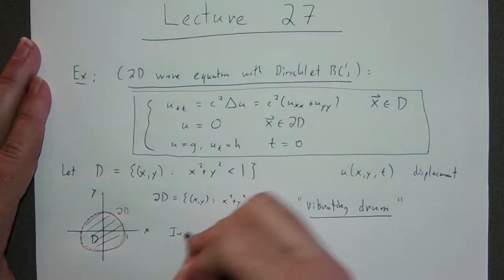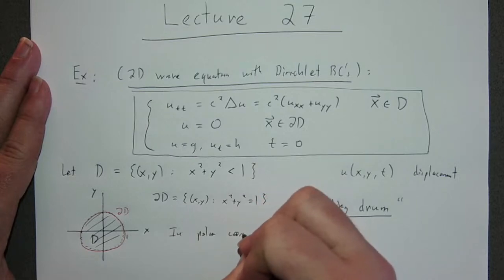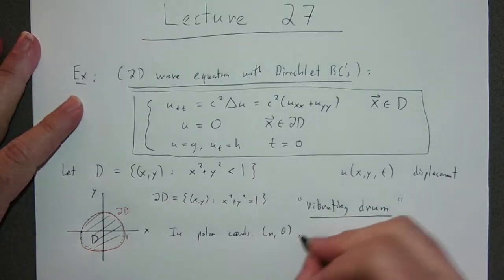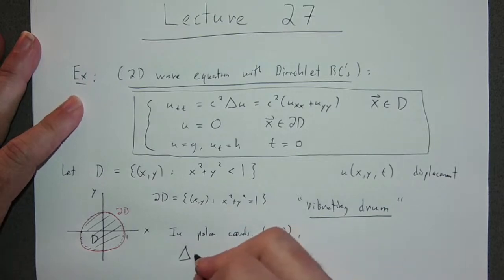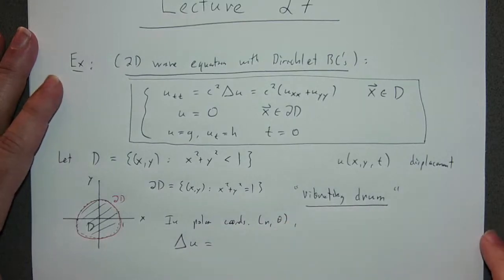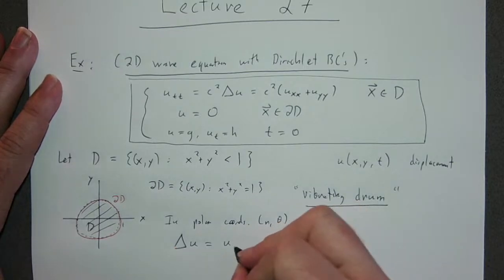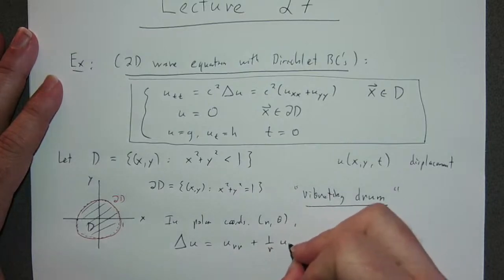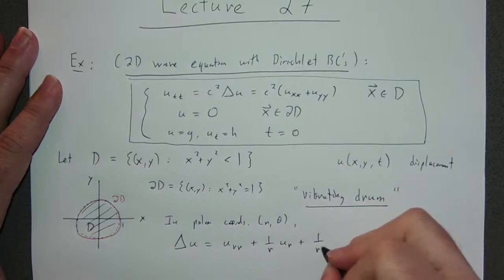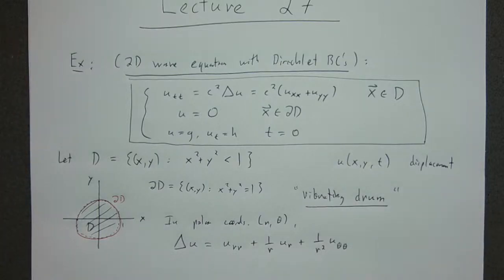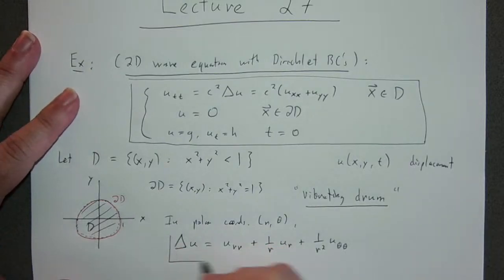So in polar coordinates (r, theta), what does the Laplacian become? You can check this with the chain rule. It's always good practice to verify that this is actually what the Laplacian is in terms of these coordinates. But using the chain rule, the Laplacian of u is u sub rr plus 1 over r u sub r plus 1 over r squared u sub theta theta. So that's the Laplacian of u here.